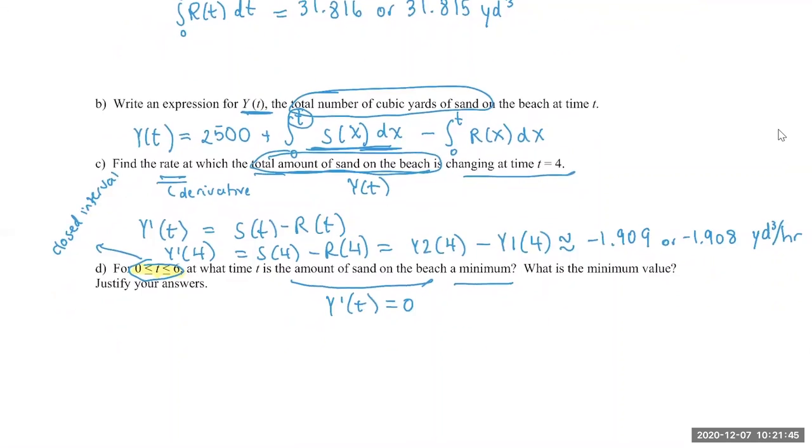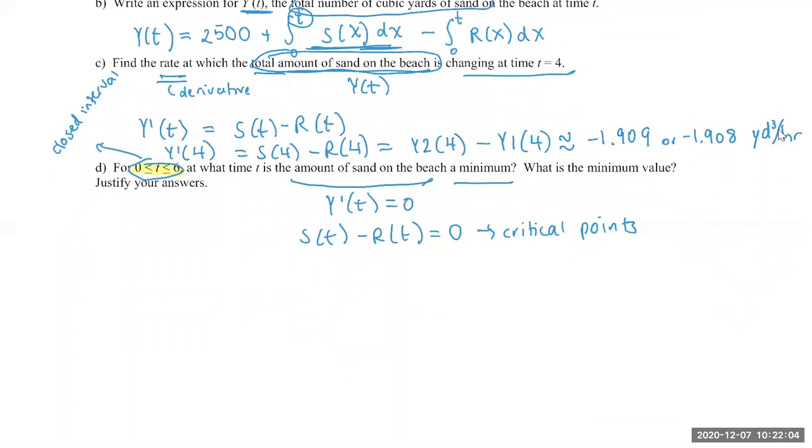Well, we just calculated y prime of t from above, right? Y prime of t is in part C. Y prime of t happens to be s of t minus r of t. So my critical points would occur when s of t minus r of t is equal to 0. How do I solve this on the calculator, you guys? How do I find s of t minus r of t equals 0?